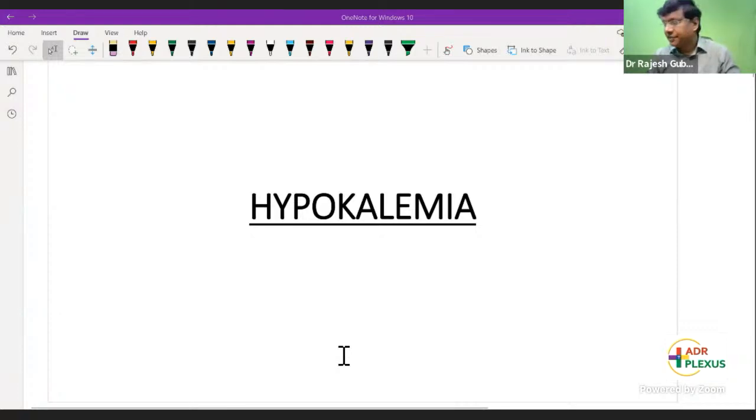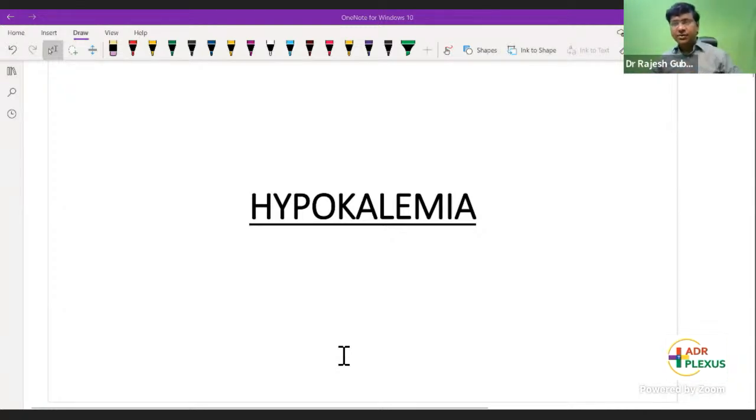So day before yesterday, we were discussing hyperkalemia, where the serum potassium level is more than 5 milliequivalents per liter. Now, exactly the opposite disorder we will discuss now, that is hypokalemia. So when do we call it hypokalemia? We use the word hypokalemia when the serum potassium levels are less than 3.5 milliequivalents per liter.